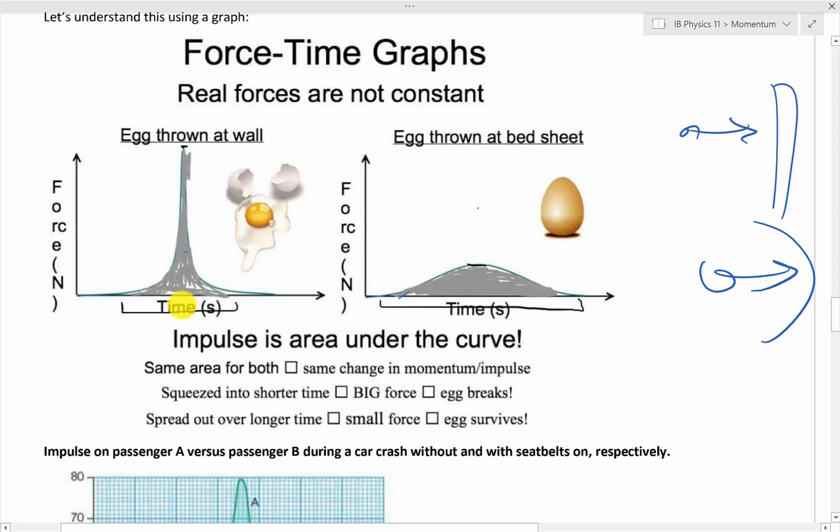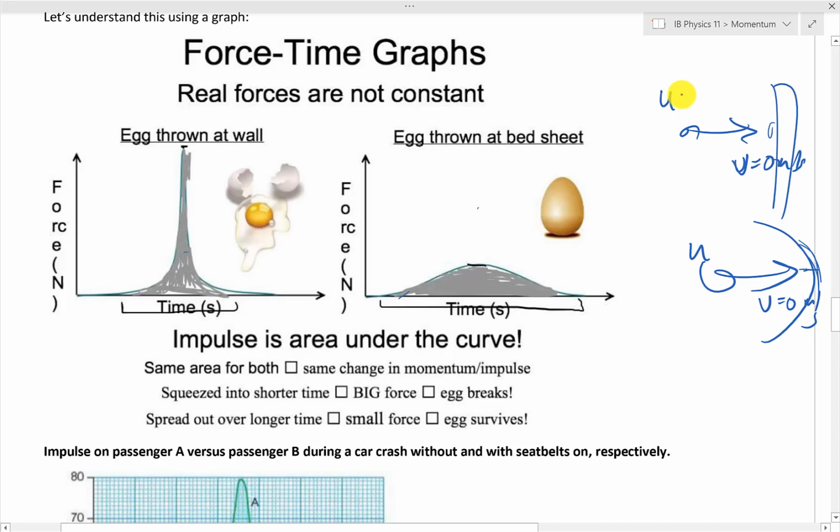Okay, so here I have two graphs, and this is a force time graph. I have force on the y-axis and time on the x-axis. Before we talk more about this graph, let's just get something straight here. If I have an egg going towards the wall, let's say I'm throwing at some speed u. When this egg approaches the wall or the bed sheet, whatever it does in the process, this egg is going to go splat on the wall, reaching a final velocity of 0. And same thing when it hits the bed sheet. It's going to go into the bed sheet. The bed sheet might recoil a bit, but at the very end, the egg still comes to rest with a final velocity of 0.